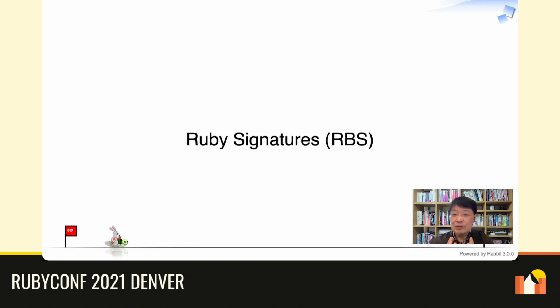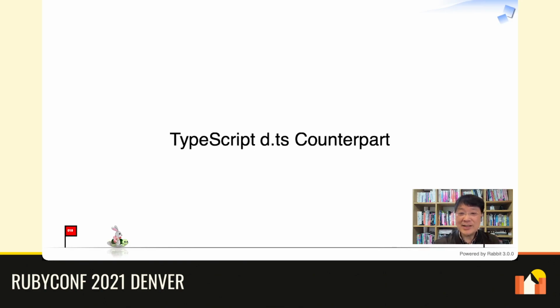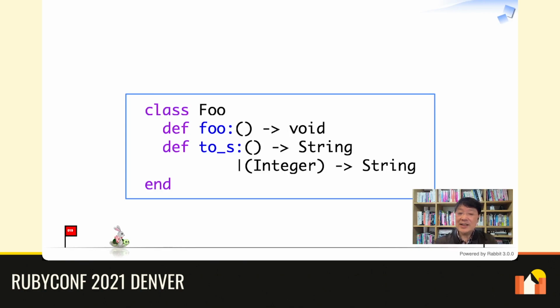Ruby signatures is kind of like TypeScript's d.ts counterpart. It's a language to describe static types of the Ruby language. This is similar to Ruby, but it's focused on describing types. This is a simple example of the RBS language.